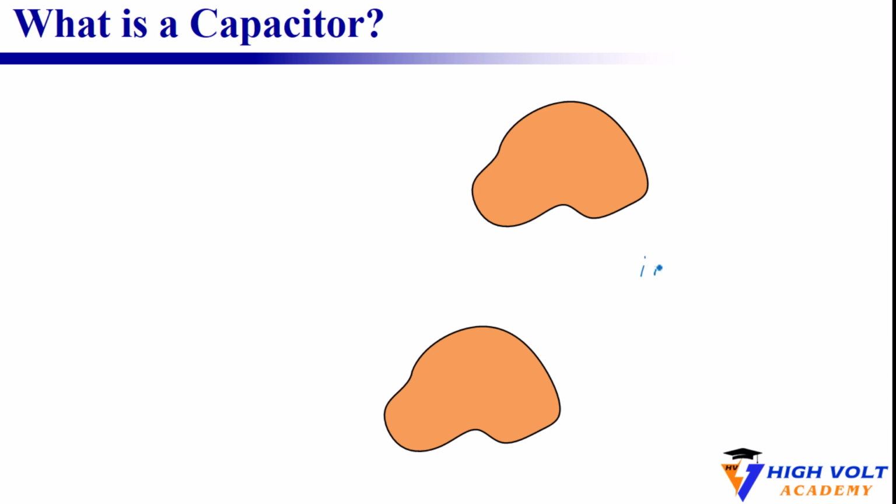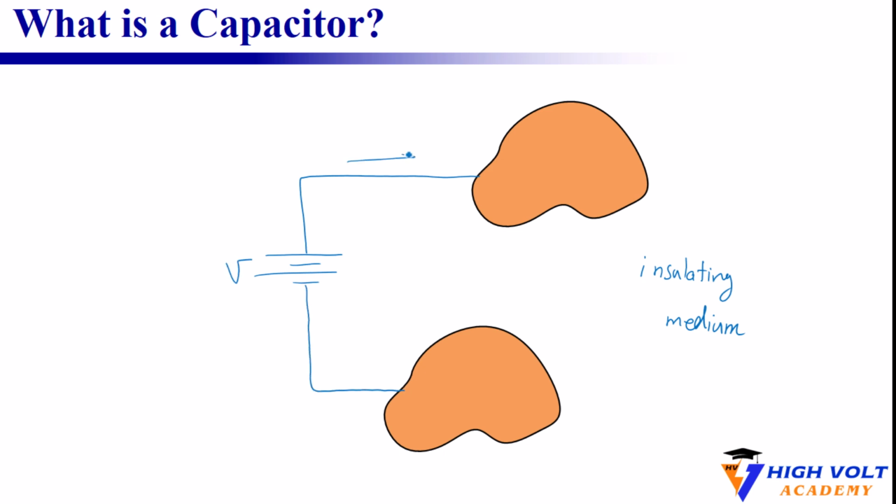But how is a capacitor physically structured? If we have two conductive plates separated by an insulating medium, we have a capacitor. When these two plates are connected to a DC voltage source, charge transfers from the source to the plates, creating an electric field and storing energy.